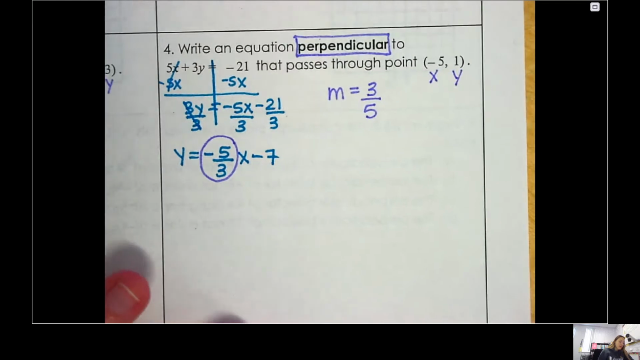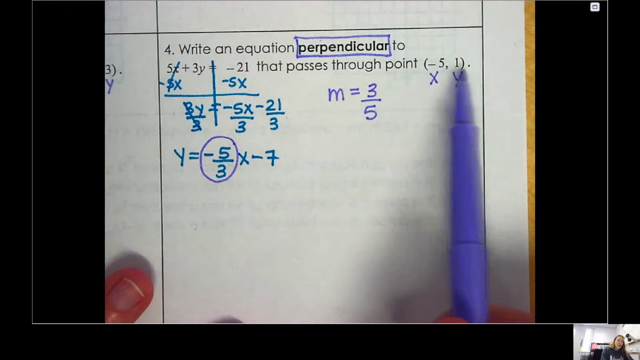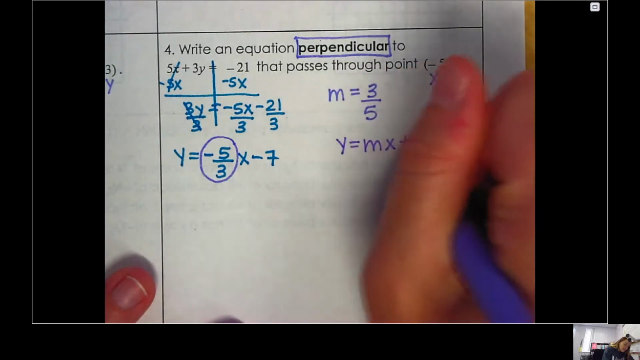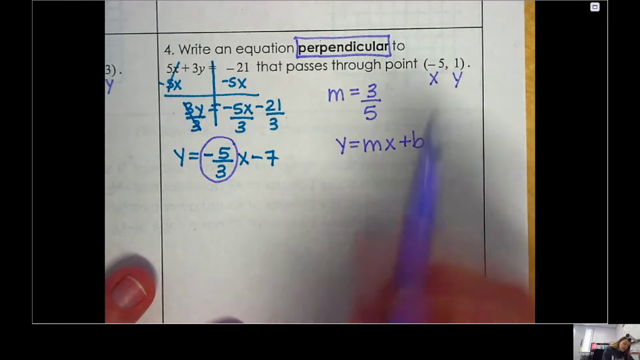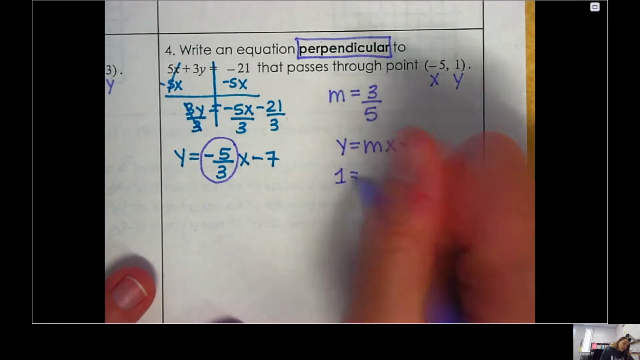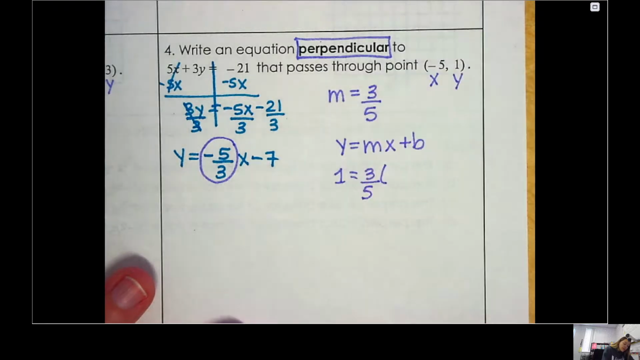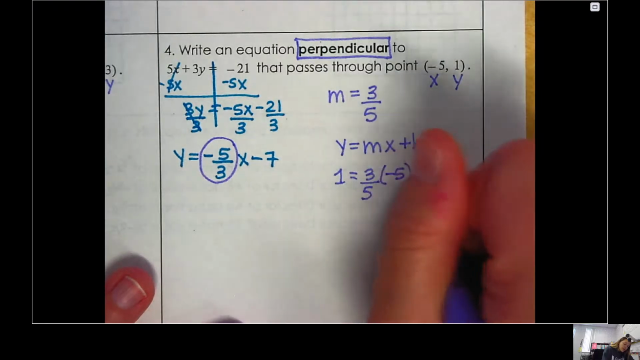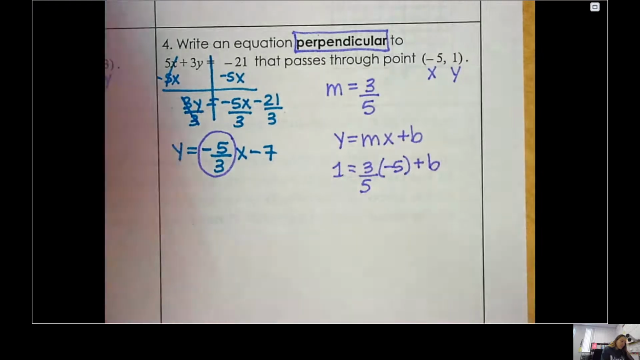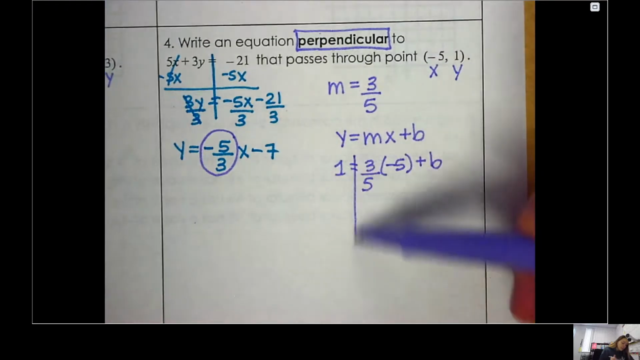Now step 3 is substitute your m, your x, your y into the equation y equals mx plus b. So for y, I'm going to plug in 1. For m, I'm going to plug in 3/5. For x, I'm going to plug in -5, and I'm going to solve for b. So this is step 4 now, solve for b.